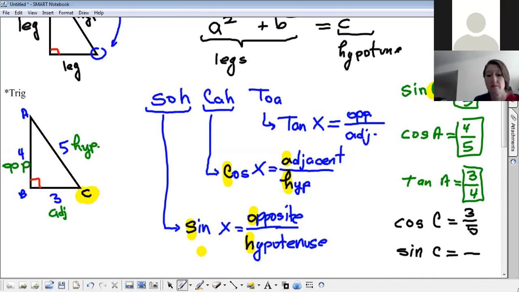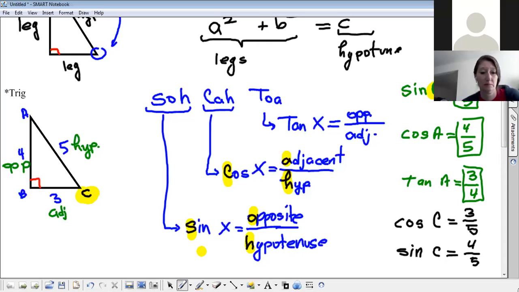Okay, remember the sine of angle C is the opposite over the hypotenuse. So the opposite will be 4 and the hypotenuse will be 5. So the answer will be 4/5. So as you can see, SOHCAHTOA is the key to these problems. If you know what SOHCAHTOA means, then you can answer this question.